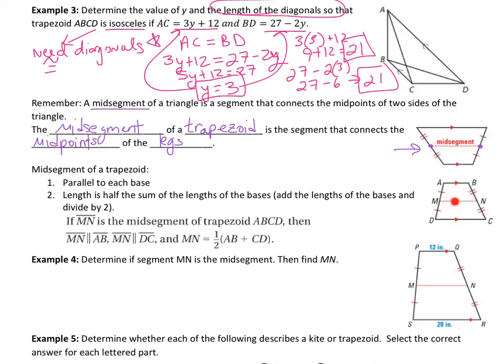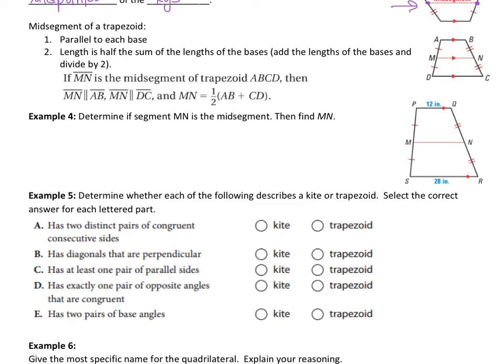The length of this is also going to be equal to half of the sum of the bases. So that means I would have to add my bases together and divide it by 2. So think of this as the length of your midsegment is the average of the lengths of the bases. We are going to use now the formula to find what the actual length of our midsegment MN is going to be. So I'm going to label this as an X.